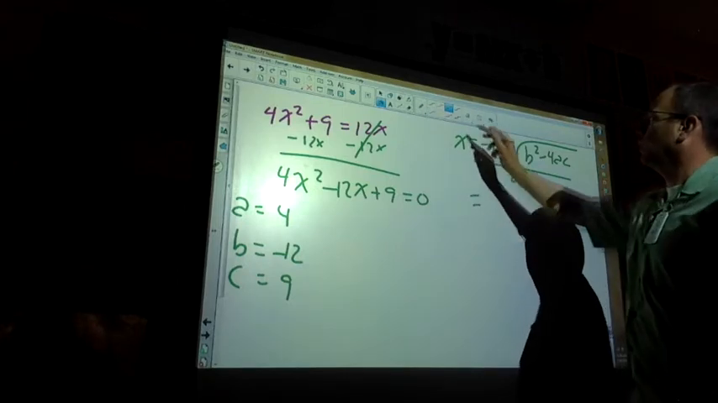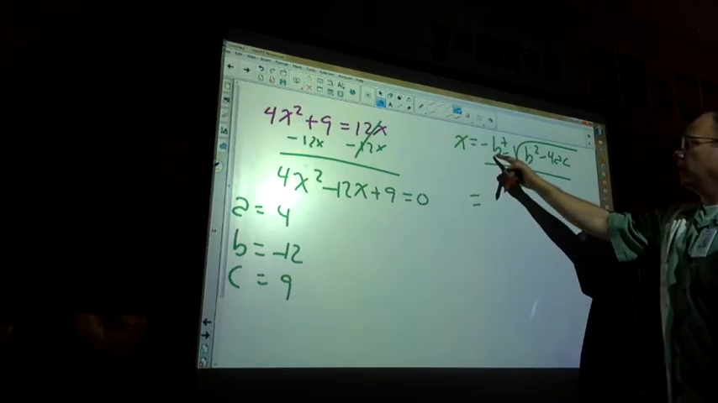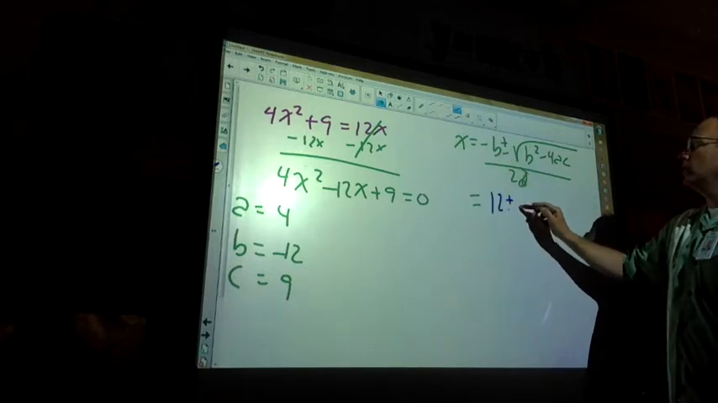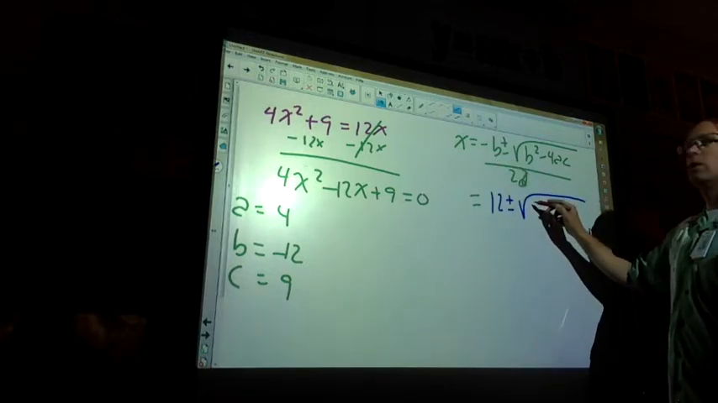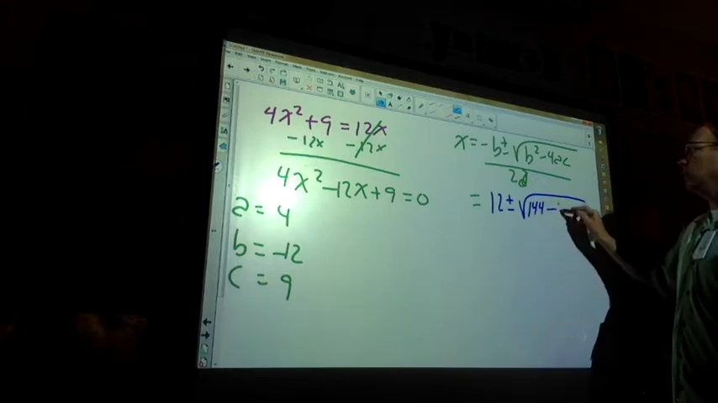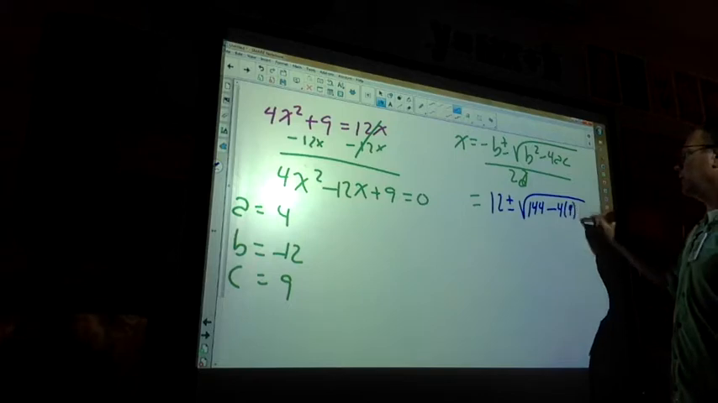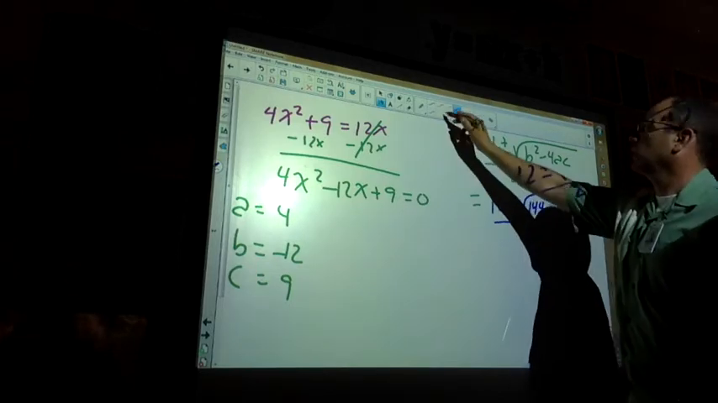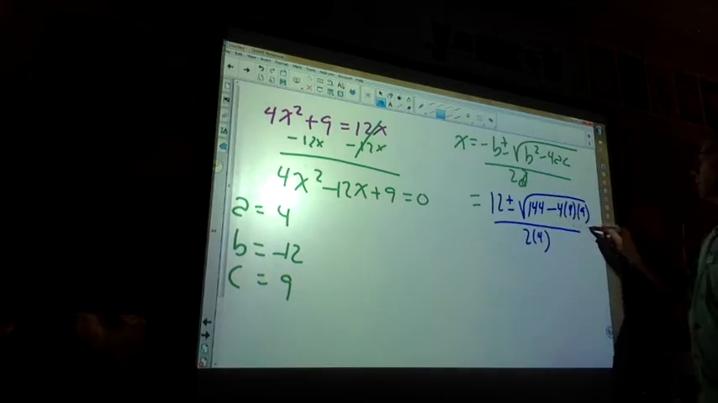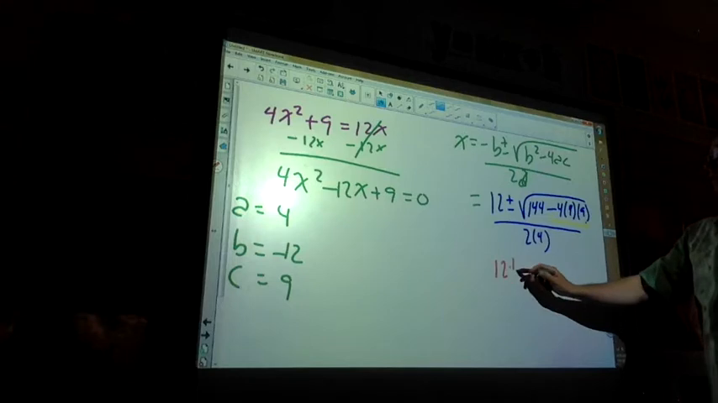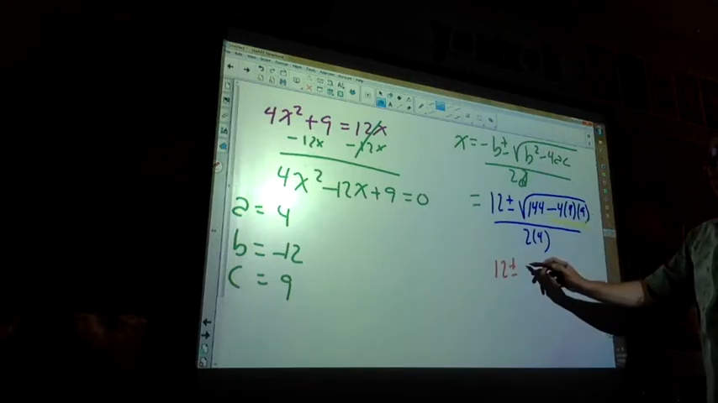All right, so what's going to be here? 12 plus or minus negative 12 squared is 144. Good job. Minus 4 times 9, all divided by 2 times 4. Is that going to be positive or negative under there? Negative, good. So I got 144.